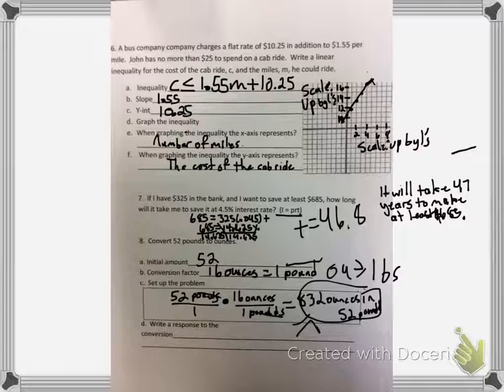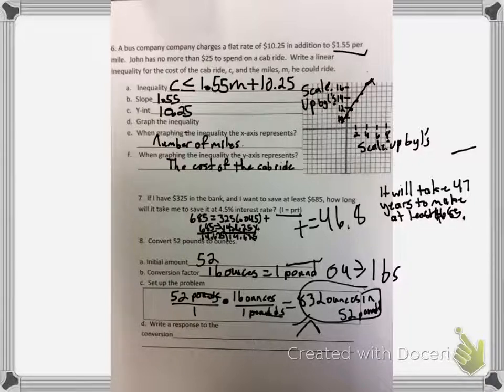A bus company charges a flat rate of $10.25 in addition to $1.55 per mile. John has no more than $25 to spend on a cab ride. Write a linear inequality for the cost of the cab ride C and the miles M he could ride. C is less than or equal to.